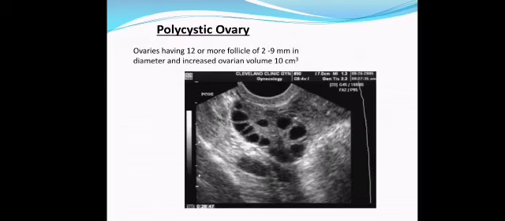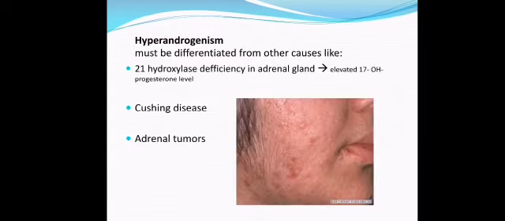Now this is a picture which beautifully presents the different number of follicles you can see in the ovaries. By definition, if the ovary has 12 or more follicles of 2 to 9 mm in diameter and an increased ovarian volume of 10 cm cube, it will be labeled as polycystic ovaries.